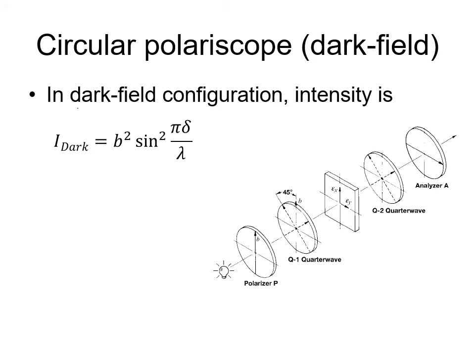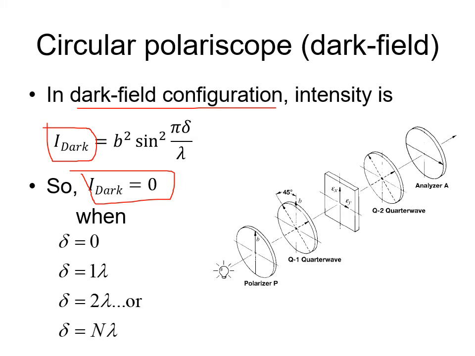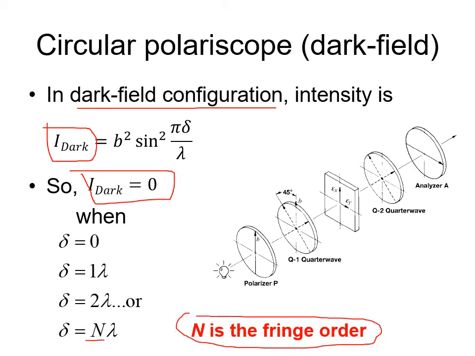So let's take a look at our dark field configuration. The intensity is given by the following relationship here, where our I sub dark is equal to b squared sine squared pi delta over our wavelength lambda here. So I dark is equal to 0 when our delta is equal to 0, our delta is equal to 1 lambda, our delta is equal to 2 lambda, or our delta is equal to n lambda here, where n is the fringe order. So if any of these cases for delta, we could plug back up into here, and our I sub dark would be equal to 0.